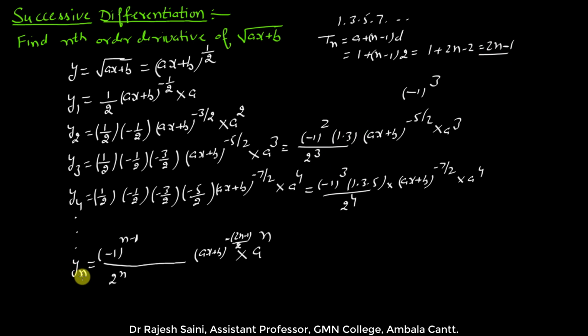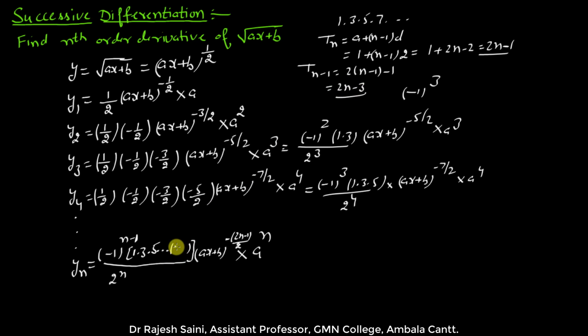But whenever the power is n, only n minus 1 terms will be present. So if I write 1, 3, 5 and 3 dots, the last will be the n minus 1th term. This is the nth term. What will be the n minus 1th term? Replace n with n minus 1. This is 2n minus 3.